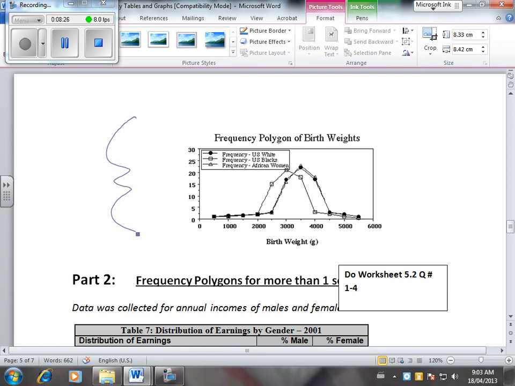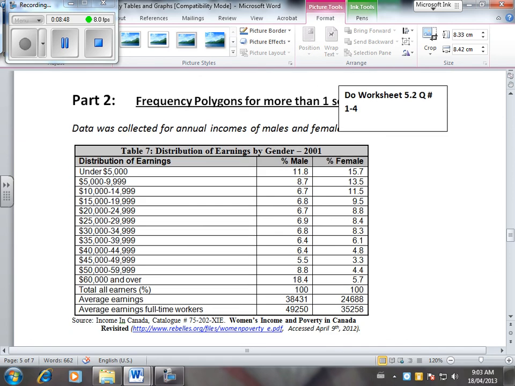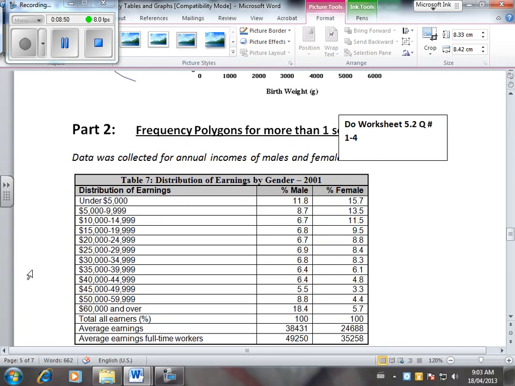And so you can see the difference in the birth weights. Looking at this, I can see that on average, black women in the US have smaller babies than both white women in the US and African women. Using this, they can draw all sorts of conclusions, whether or not they're accurate. But these kinds of graphs you see a lot in newspapers and magazines. If you'd like to do some practice, in your worksheet package that you were given in class, in worksheet 5.2, you can do questions 1 to 4.